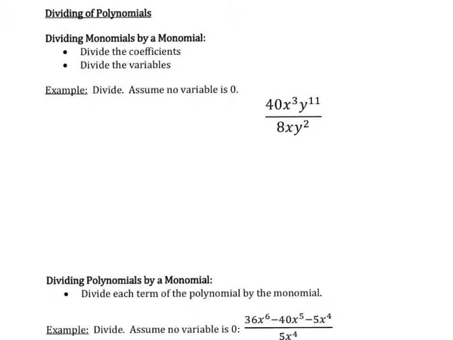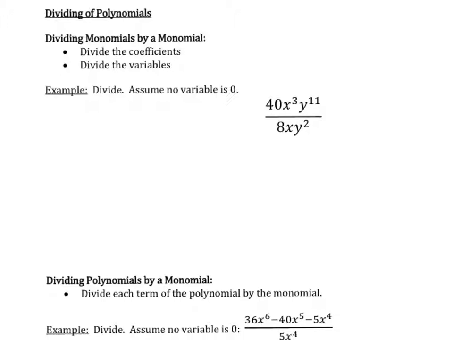All right, and we're going to look at this example where we have monomials in several variables: 40x cubed y to the 11th divided by 8xy squared. Notice it says divide, assume no variable is 0. Of course, if x or y in this denominator is 0, then we would have an undefined term. So that's the only reason why I have this piece right here. Remember, 0 is that number that we can't divide by. It is considered to be undefined.